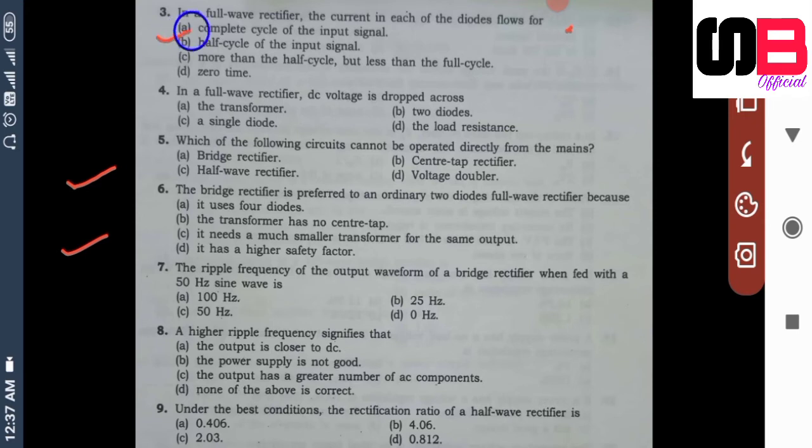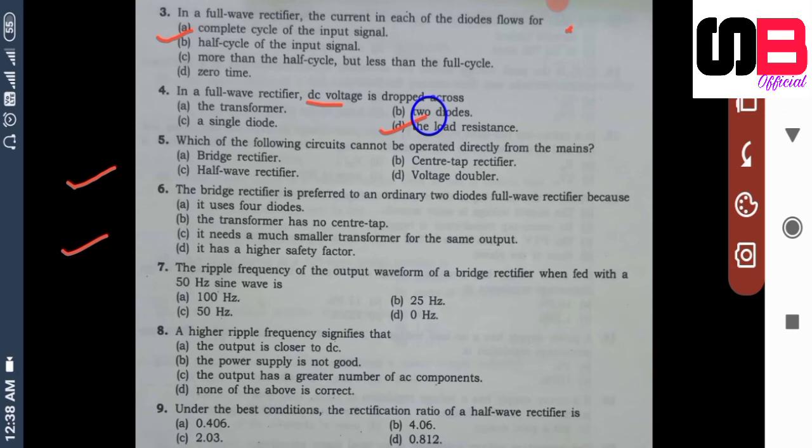Okay. The next question. In full wave rectifier, DC voltage is dropped across. Actually, whenever the rectifier is switched on, the diode behaves like a closed path. Now the options are the transformer, 2 diodes, a single diode, and the last one is the load resistance. Here also it is stated the DC voltage. So the answer is the load resistance. Across the load resistance, the voltage drop will occur.